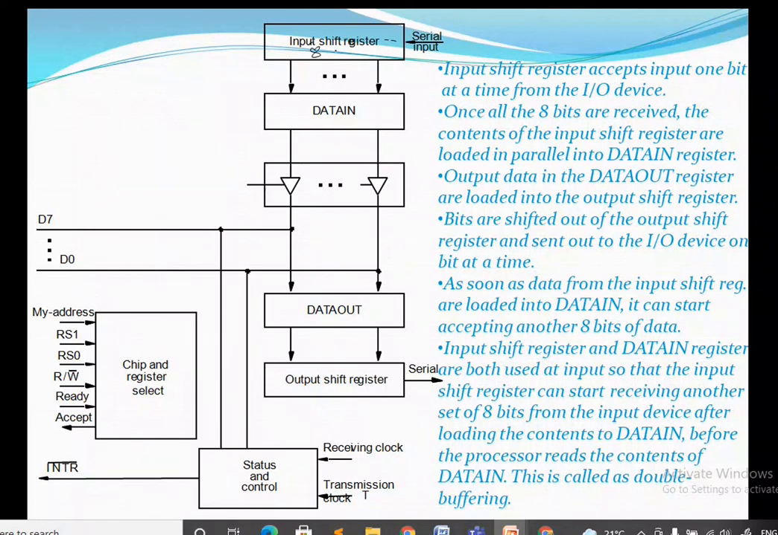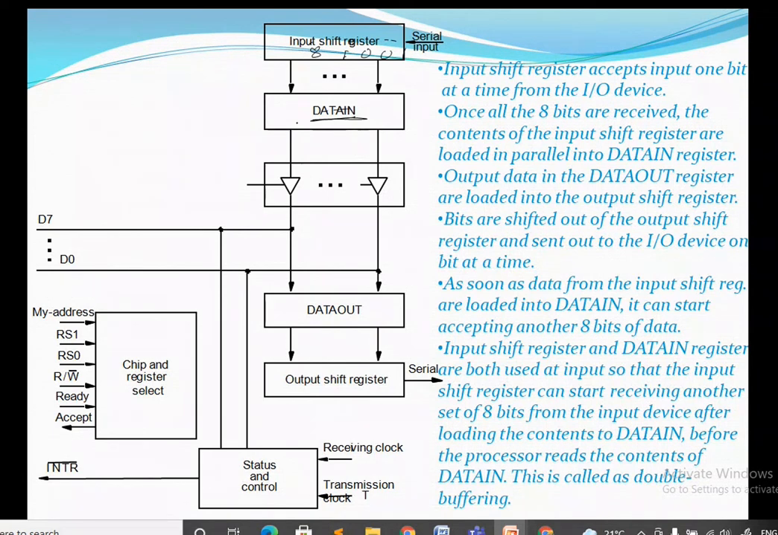A shift register receives only one bit at a time, 1, 0. It just collects them, and at one time they are transmitted to data in. It is in a buffer storage with respect to the input device, and it will be available in the interface.